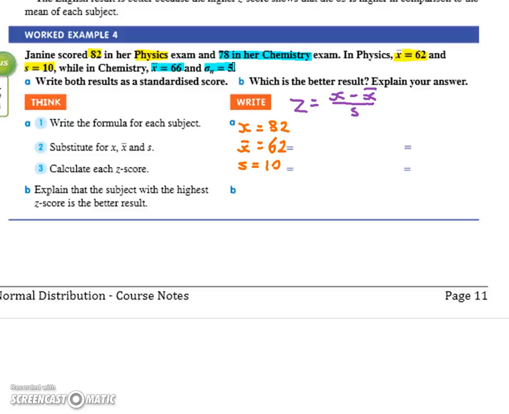Yeah, got to do it twice because you need to standardize both scores. So on the other one, X is her score. So 78 in chemistry. No, X bar is the mean. S is the standard deviation. Now, the reason they're calling it S is because it could be a sample standard deviation or it could be a population one. But we're being given the population standard deviation.